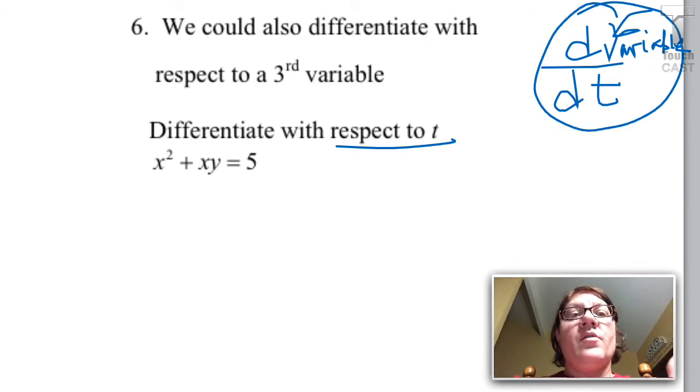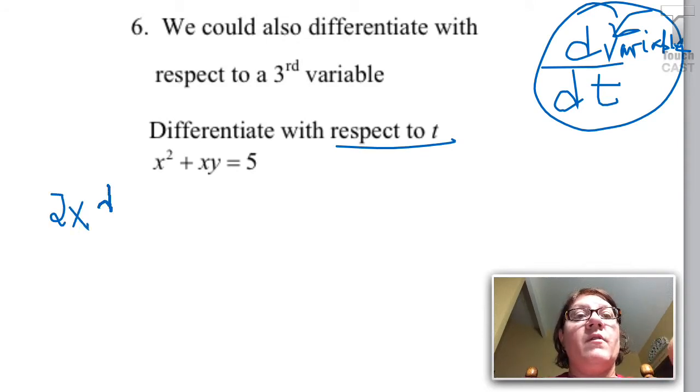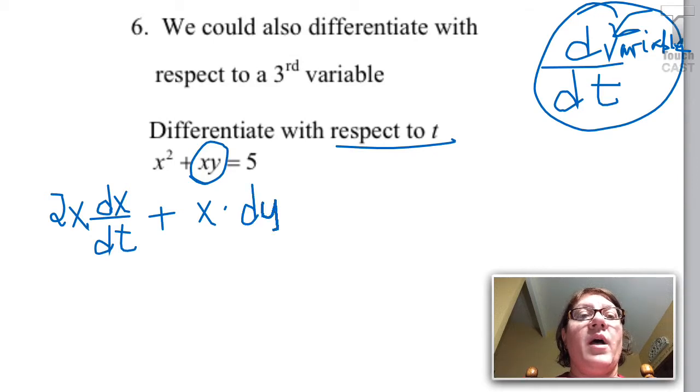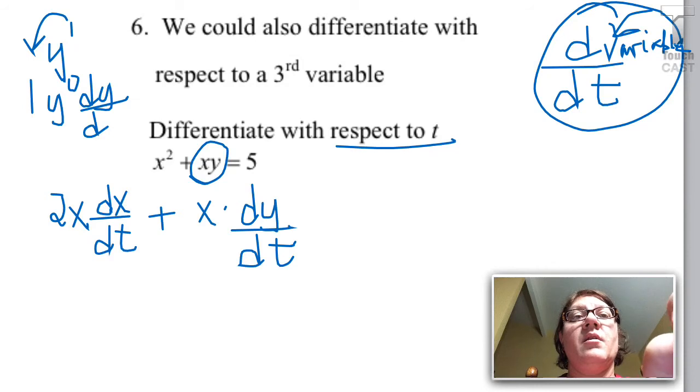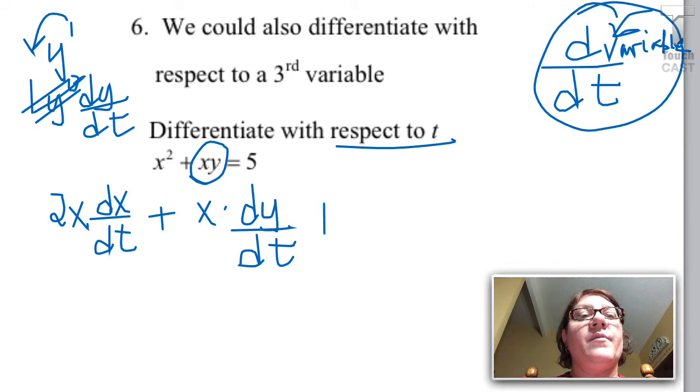So I'm going to start with the first one, so I want to power down, so that'll be 2x, and then the derivative of x with respect to t, because I don't have a t, plus, and then this is a product rule, so I have to do first times derivative of the second, but that's going to be dy dt when I power it down, because remember it's a y to the first, and I power down, I'll have 1 y to the 0, and then dy dt, and all of this is just 1, so that's why it's dy dt.